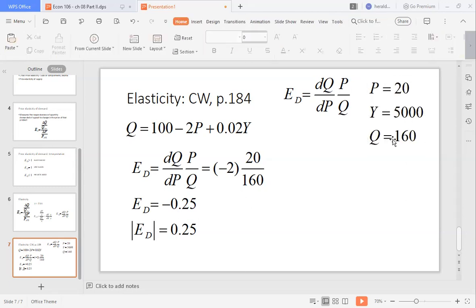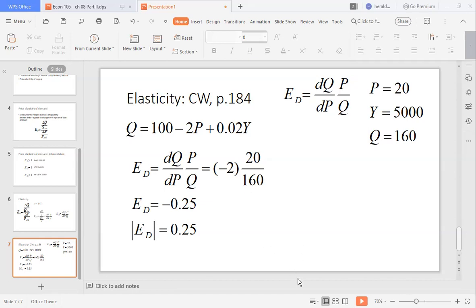Now, because you already have your values here, the next thing to do is to substitute the values into our price elasticity of demand equation, which gives you this one. So how did we arrive at negative 2? dq over dp, again, partial q, partial p. You get the first partial derivative with respect to p here, and so you get, again, negative 2. So that's negative 2 over p, which is 20, and over 160.